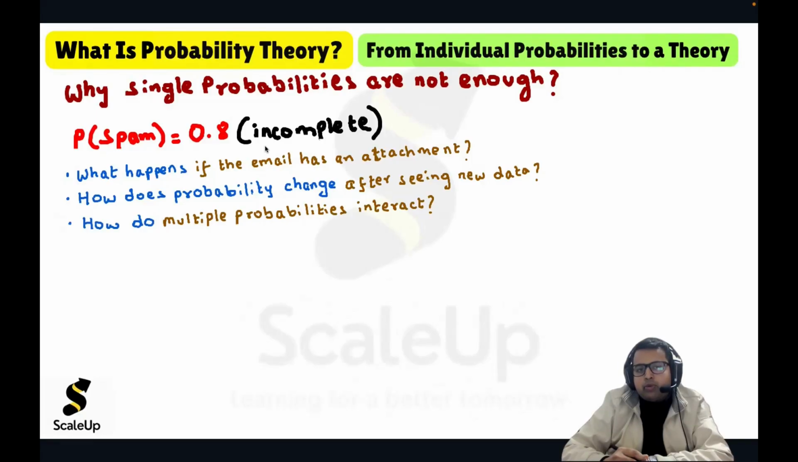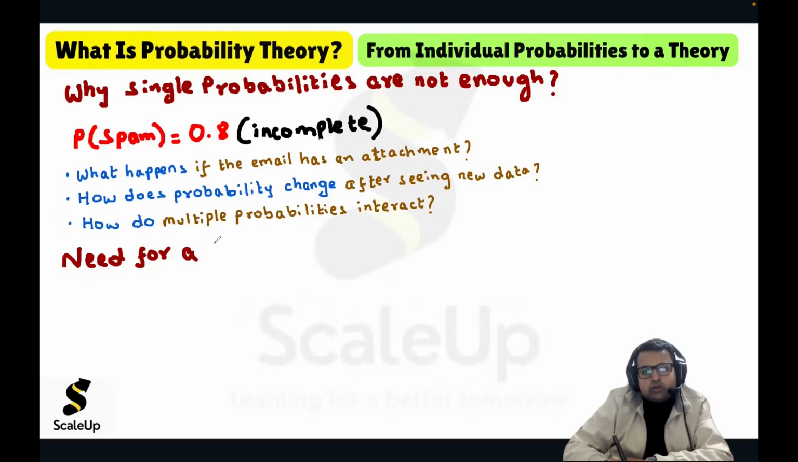And when multiple probabilities interact with each other, how do we deal with it? How do we analyze it? What is the mathematics for that? That is what probability theory is all about. So there is a need for a system of rules. Probability alone is not sufficient.